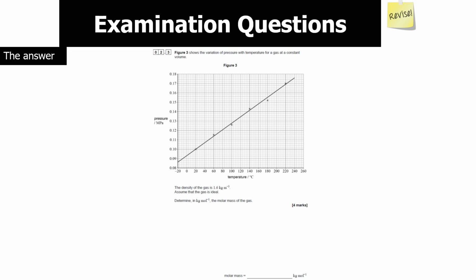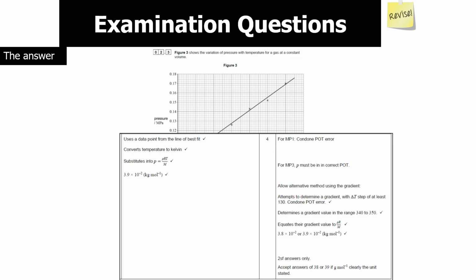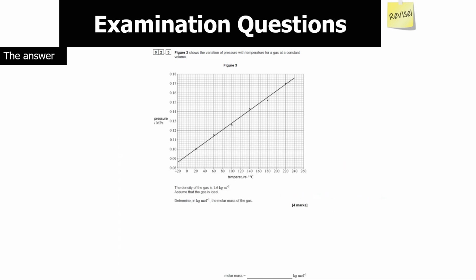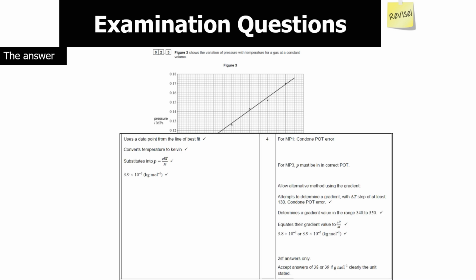Right, so how would you consider answering this particular question? Well, when you're given a graph, you've got to be able to use it. So use a data point from the line of best fit, which is linking the pressure and the temperature. But you'll notice from the graph given that the pressure is in megapascals, so you have to convert that, and the temperature is in degrees Celsius. Now, the ideal gas equation needs the absolute temperature, so you need to convert from degrees Celsius into Kelvin. So you'll convert the temperature into Kelvin, and you'll convert the pressure into pascals.